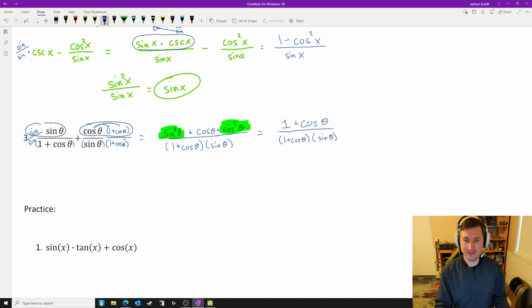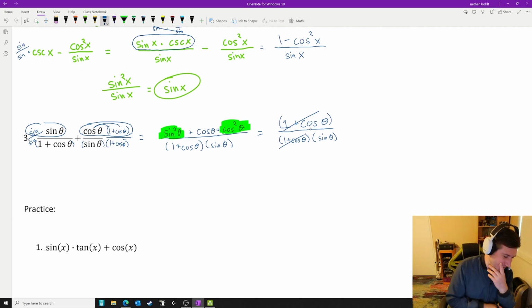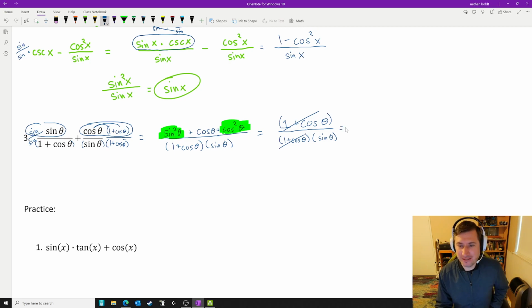Hey, look at that. The numerator, put that in parentheses just for clarity, is also in the denominator. Those two cancel out. What a coincidence. It's almost like Mr. Bolt made this problem. All right, that cancels out, and you're simply left with 1 over sine, which is cosecant theta.